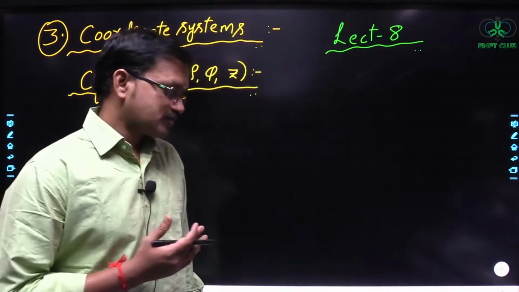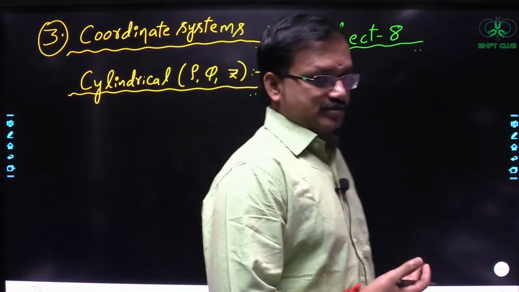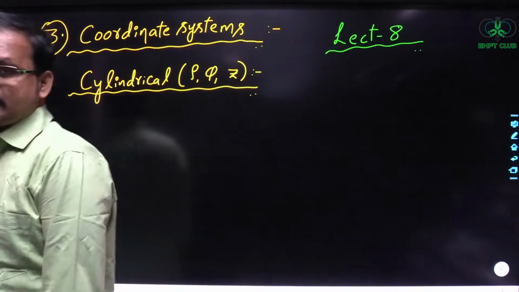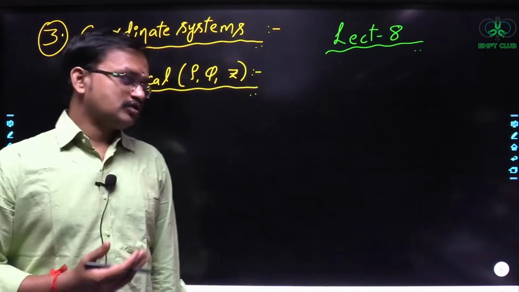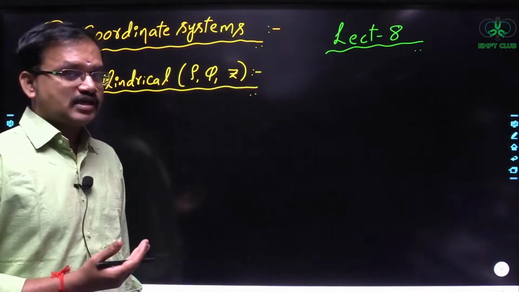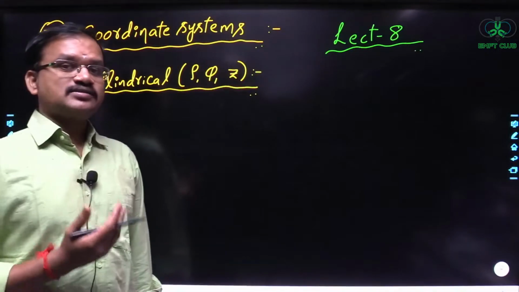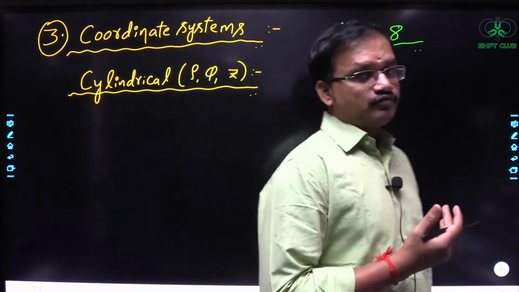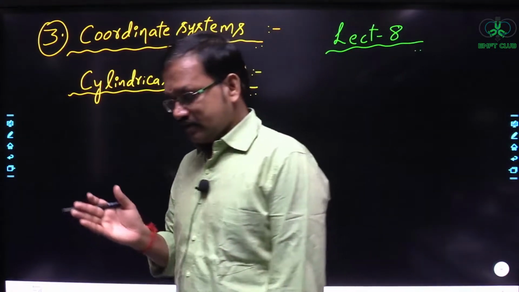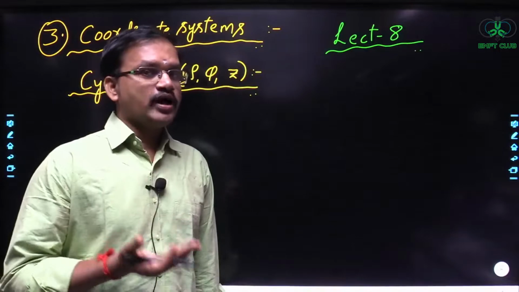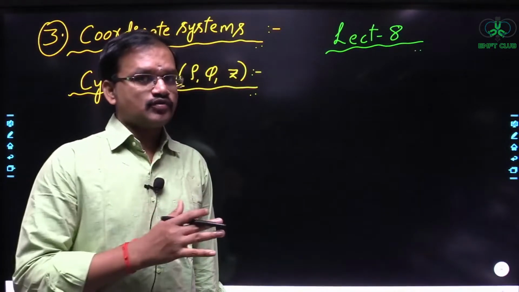And also we have seen the unit vectors a rho cap, a phi cap and a z cap. a z cap will be the same as a z cap only, whereas a rho cap and a phi cap depend upon phi. As phi varies, the directions of a rho cap and a phi cap also change. So how they depend upon phi, that's what we have derived.